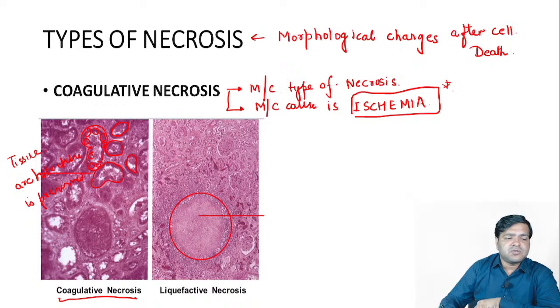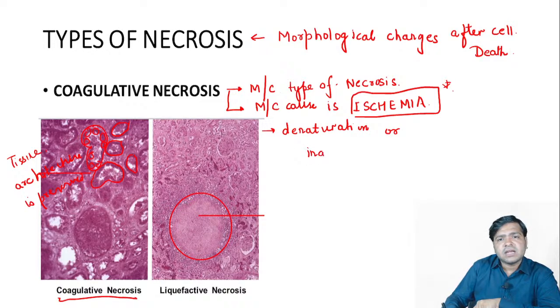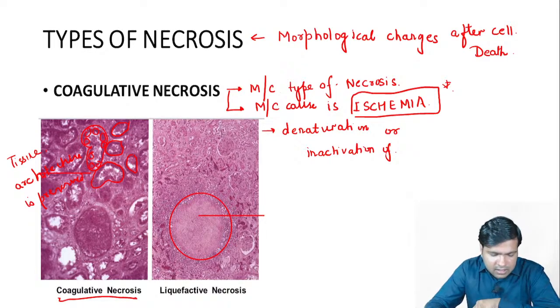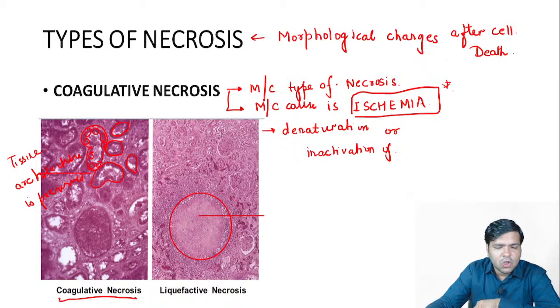Now, this coagulative necrosis is due to denaturation or inactivation of enzymes, due to hypoxia. The most common cause of hypoxia is ischemia. What do you understand by the term ischemia? I have already discussed it in the last class. I want an answer from you people. What do you understand by the term ischemia, guys?